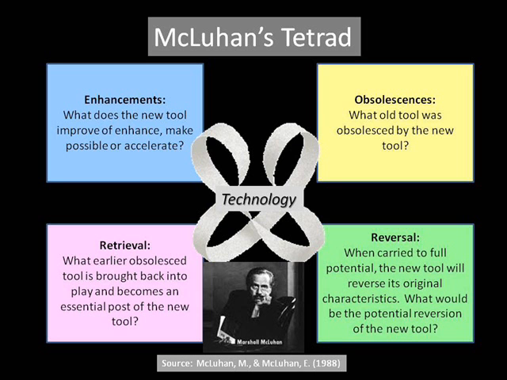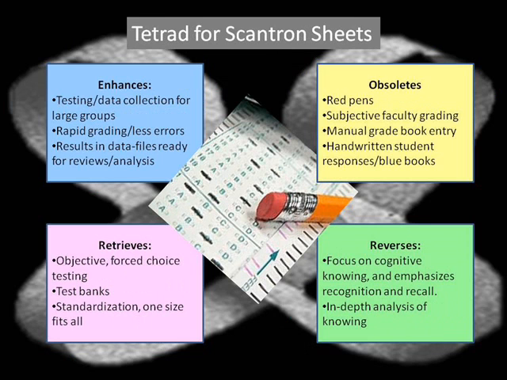McLuhan proposed the tetrad as a means for discussing the effect of technology on society. The 4 quadrants examine what is enhanced, obsolete, retrieved, and reversed. Here is a tetrad for the Scantron sheet.